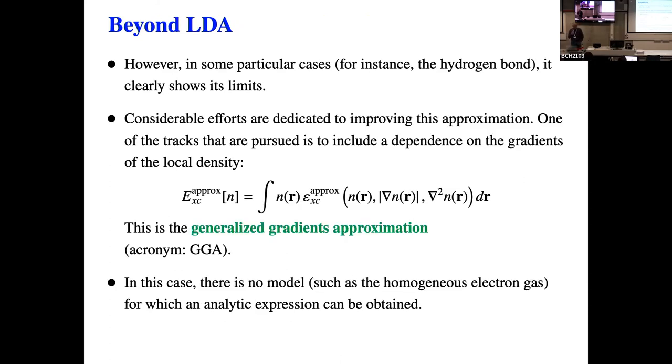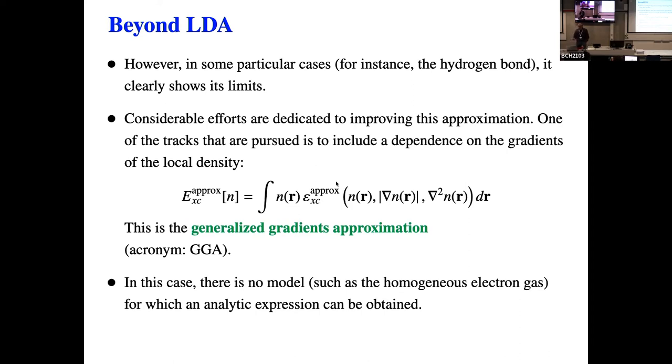Obviously, it has some problems, and people always try to go beyond the LDA. One of the known problems, for instance, is the hydrogen bond, which is not well described at all with an LDA. So one of the methods was to go beyond the fact that the density of exchange correlation energy depends on the density at the point r, by using also a dependence on the first gradient, the second gradient, and so on. This is the so-called generalized gradient approximation.